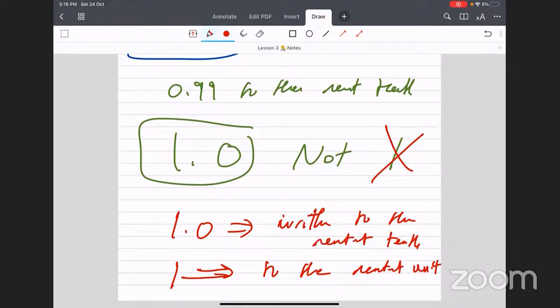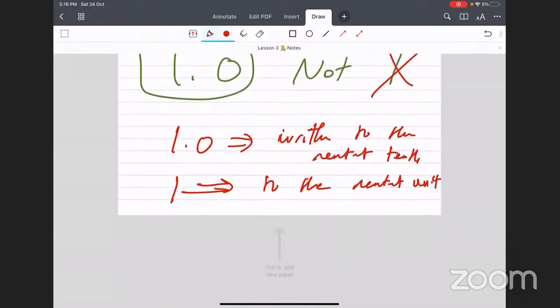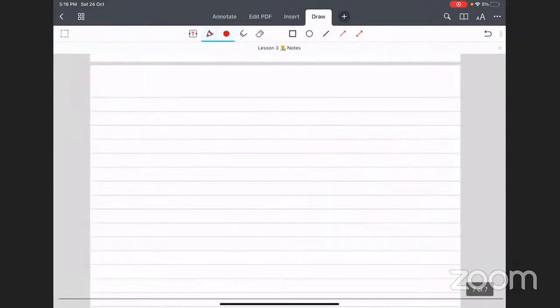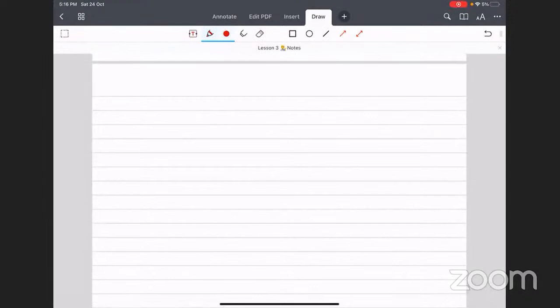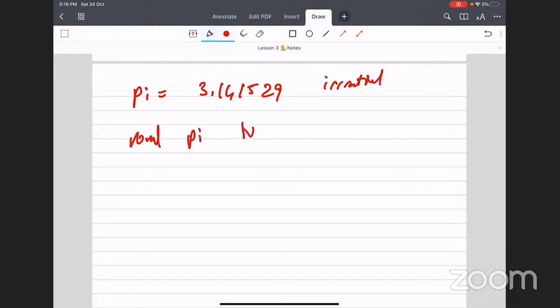Can you give an example about irrational numbers? What do you mean about irrational numbers? Okay, pi. Let's take pi for example. Pi is equal to 3.1415229. Okay, it's irrational. Let's round it. Round pi to the nearest one, to the nearest ones. 3 to the nearest 1, that will be 3.